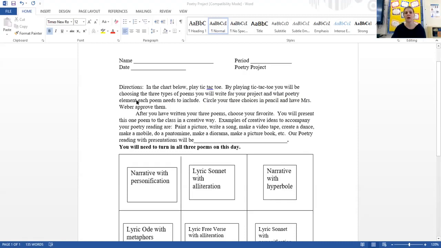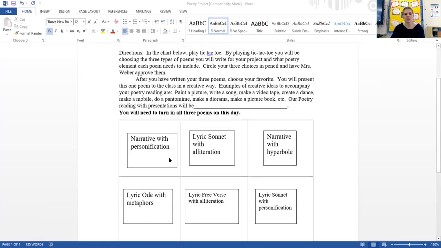Now we're going to have to do that differently because you're working from home and I'm not going to have you actually turn this paper in to me in person. You're going to do it digitally. So I'm going to go over how you're going to circle them a little bit later, but let's look at what our poem choices are before you attempt to even play with that.